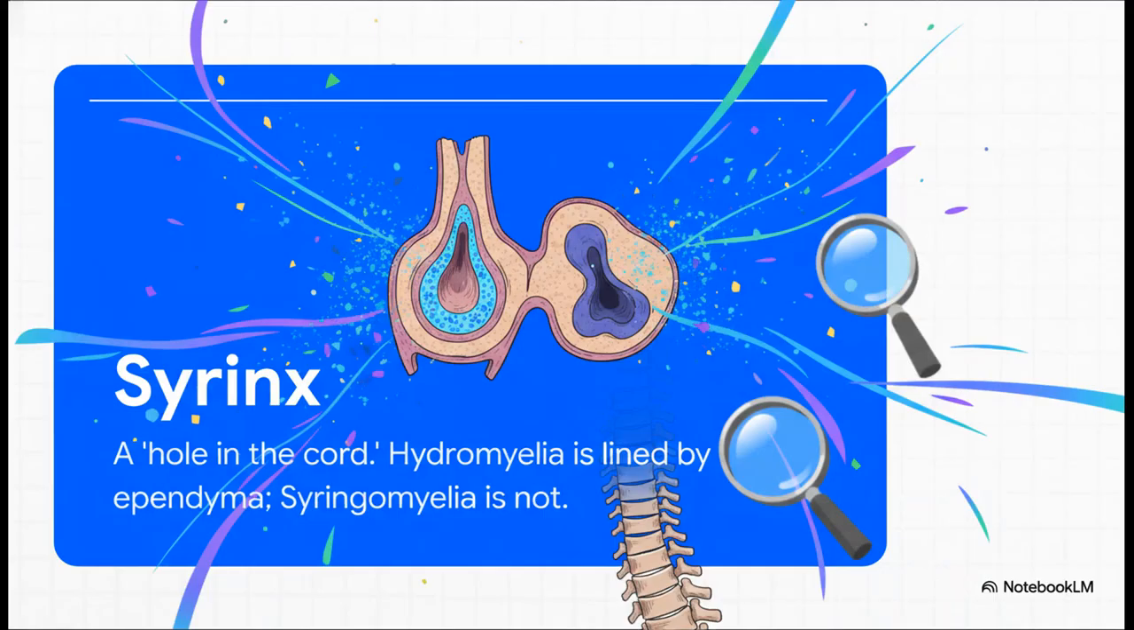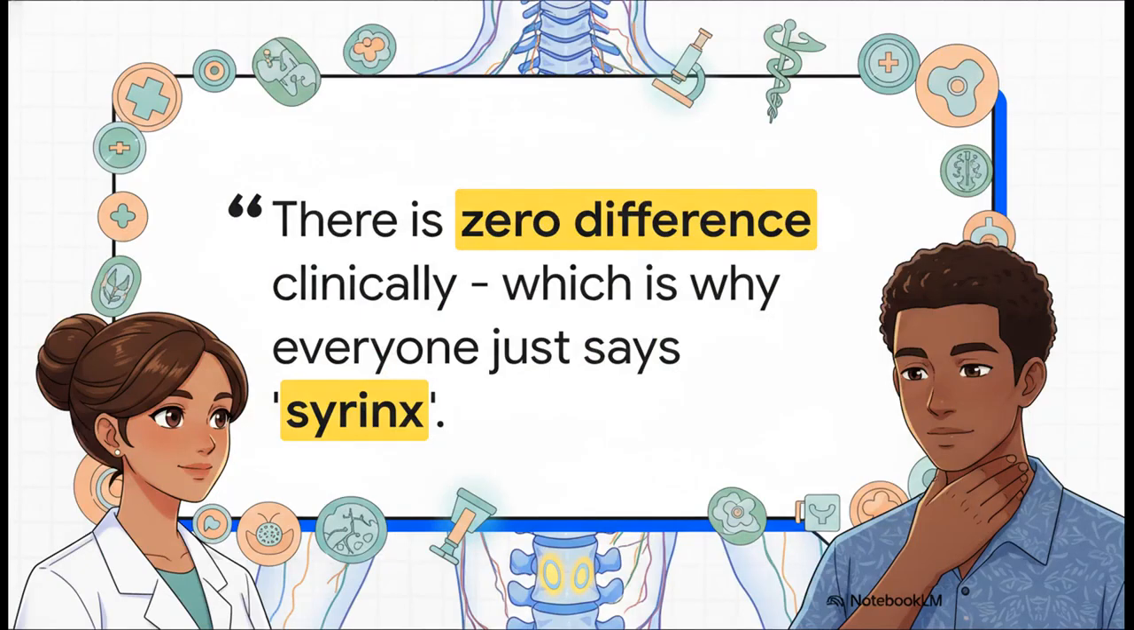Next up, a syrinx. It's basically just a fluid-filled cavity inside the cord. Now, if you want to be super technical, a hydromyelia is when the normal little central canal just gets bigger. A syringomyelia is a totally new cavity that forms somewhere else in the cord, without that normal cell lining. But here's the punchline. While that technical difference is interesting for textbooks, it makes 0 clinical difference to the patient or their treatment. None. And that's why in the real world, everybody just says syrinx.